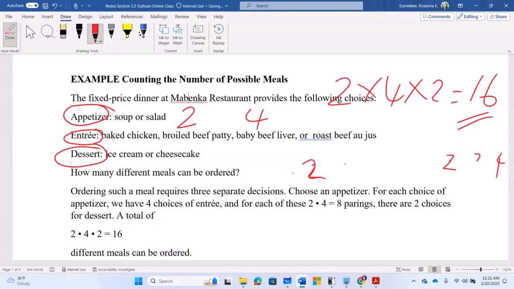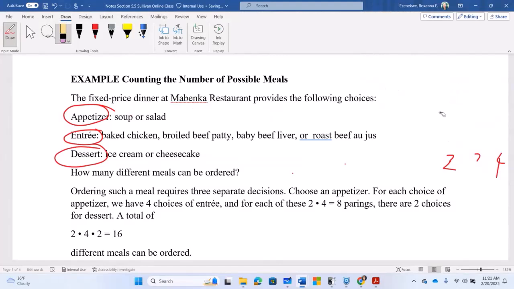So that restaurant has 16 different orders, and you can choose one. You can't eat all of them. You can't choose all of them. You have to choose one. Suppose you're told to draw a tree diagram for this.